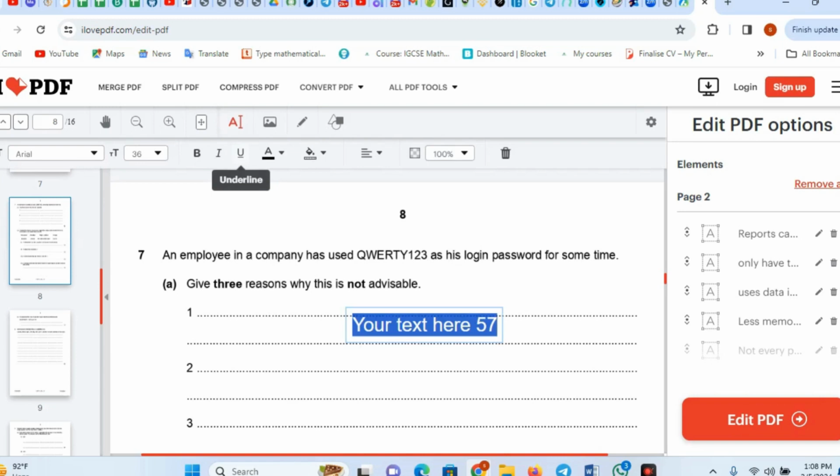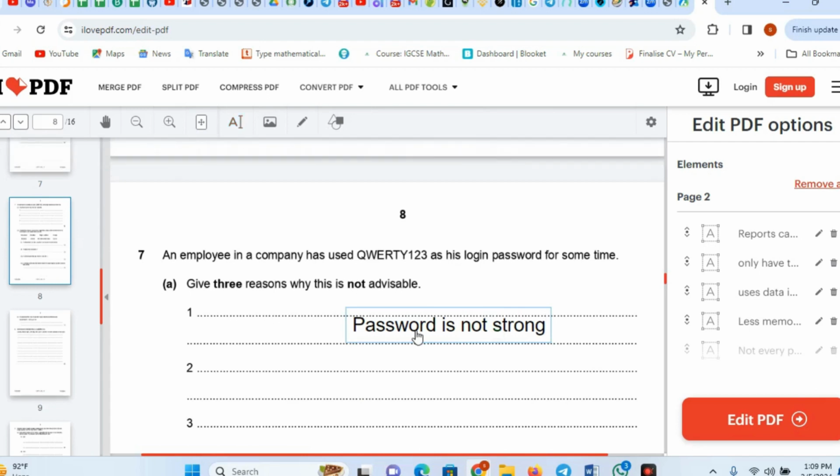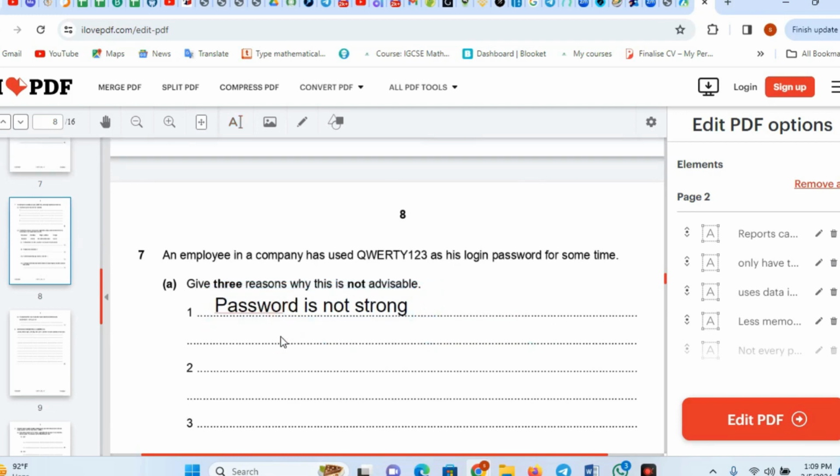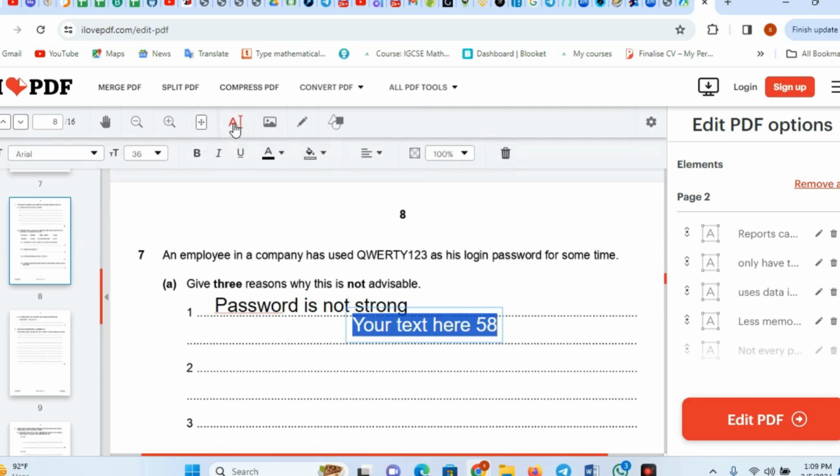One is the password is not strong. That's one. Password is not what? Is not strong. Anybody can easily guess it and have access to the person's file. That's why whenever you are creating any file or you want to have any password attached to any of your documents or even your phone, there are some passwords that are not advisable. So the first one is what? Password is not strong.